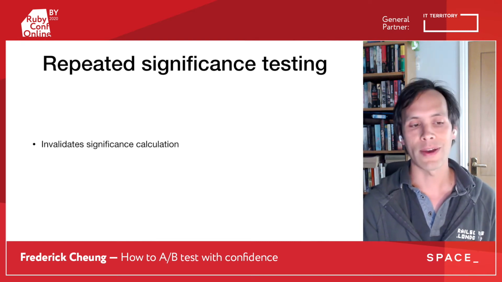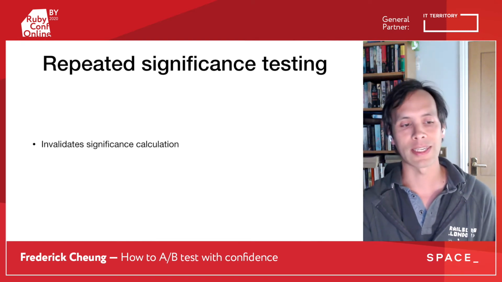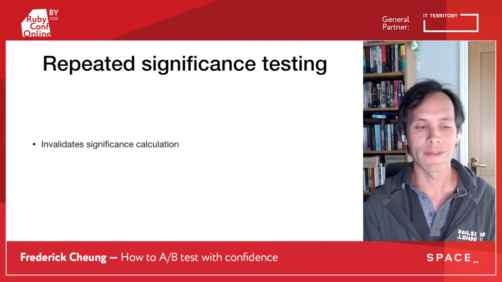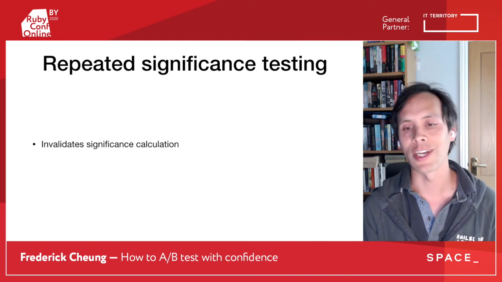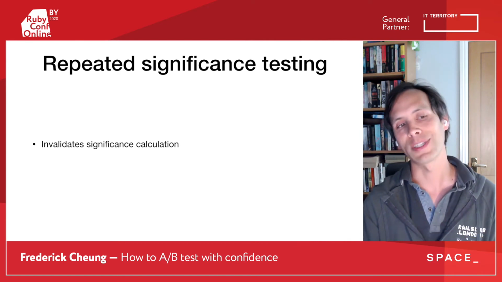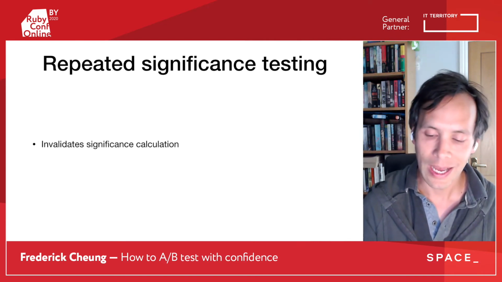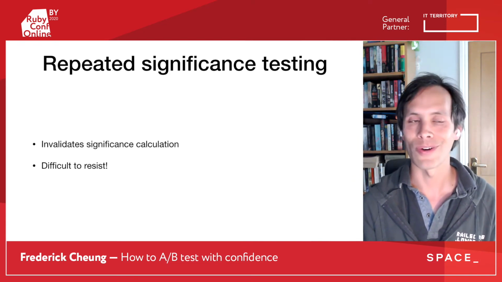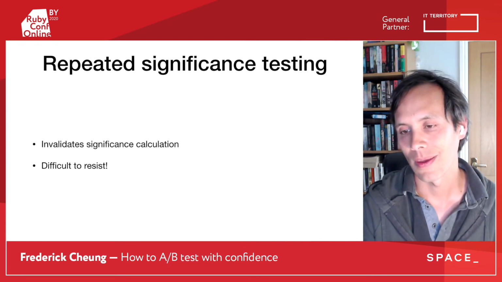because significance never tells you that it's 100% sure that something has happened. We're telling you that it's 95% sure. And effectively, what you're doing here is you're just re-rolling the dice. You're buying more lottery tickets until you get the result that you want. It is difficult to resist. But stay strong.